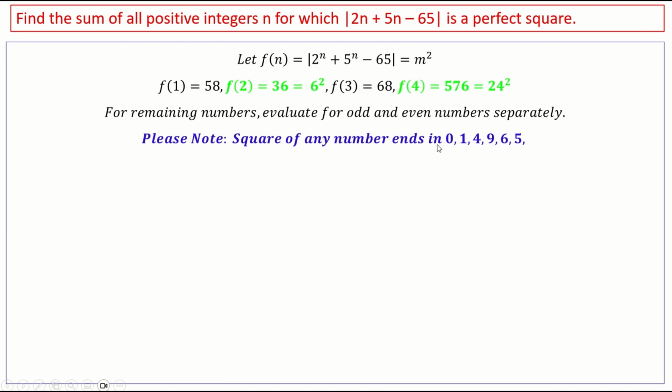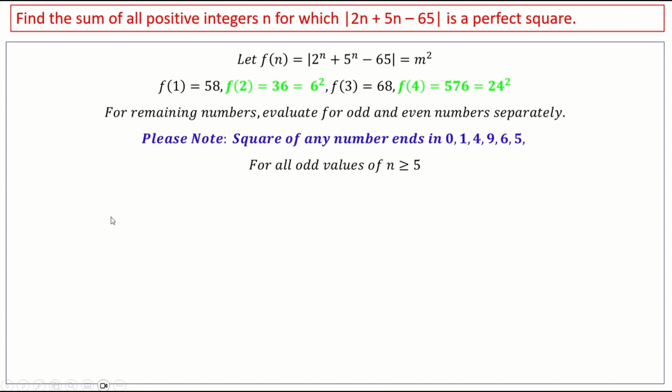Squares of any number end in only these unit digits: 0, 1, 4, 9, 6, 5. If it is anything other than this, then it's not a perfect square. We have to note this down. This is very, very important for most of the number theory problems. So now let's take all the odd values of n which are greater than or equal to 5, because up to 4 we solved already.